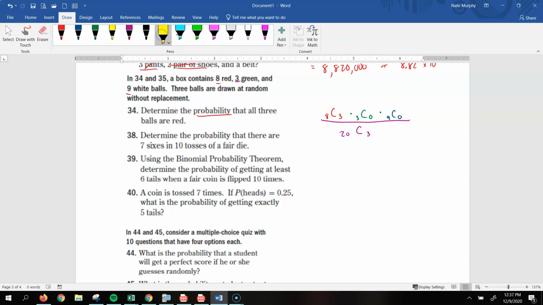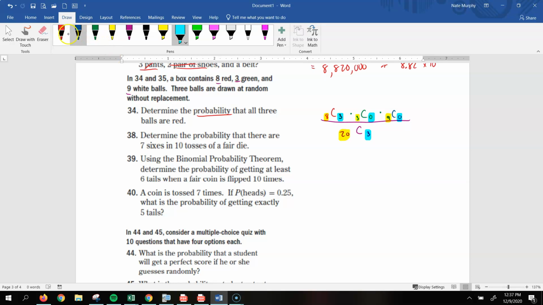So here's what I'm getting at. If we have this set up properly, our numerator, the n values will all add up to be whatever n is in our denominator. So 8 plus 3 is 11, plus 9, sure enough, is 20. Our r values, the 3, the 0, and the 0, when you add those together, should add up to be the r value in our denominator. So if that's the case, that's how you can make sure that you've got this set up correctly.